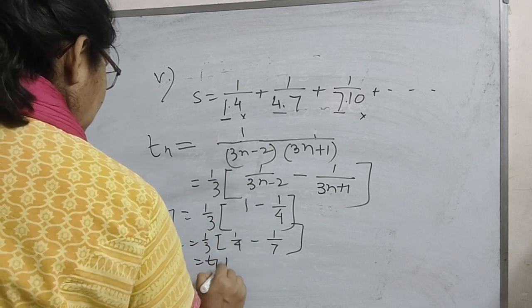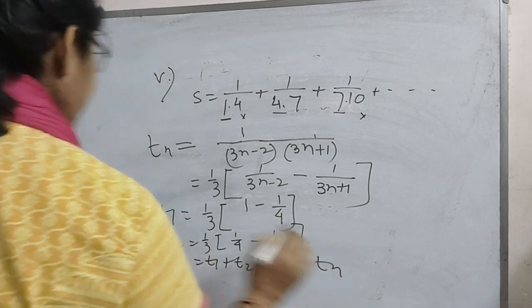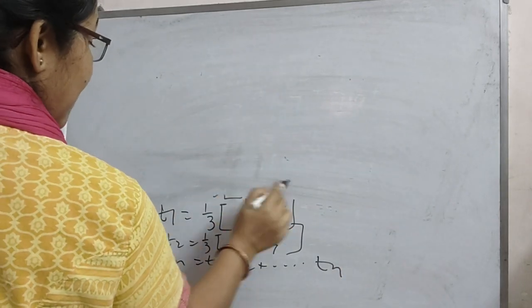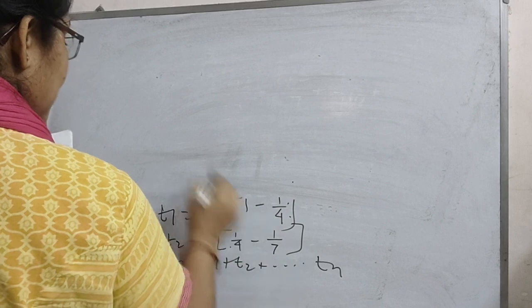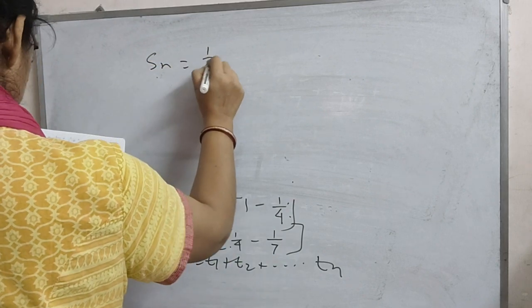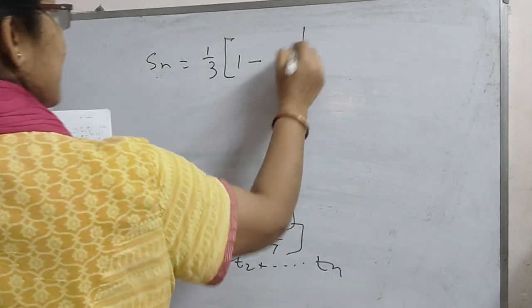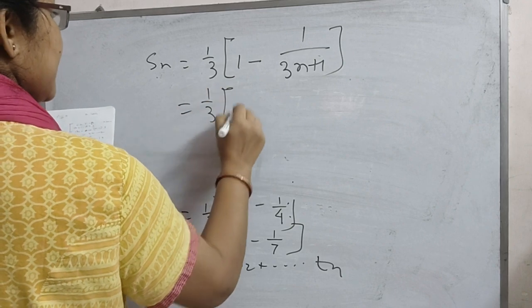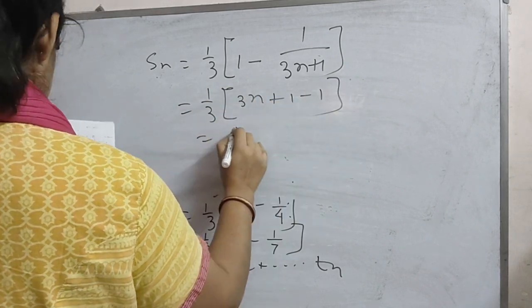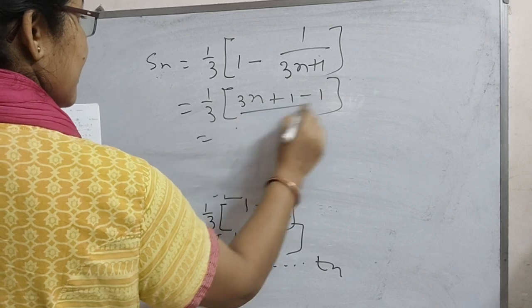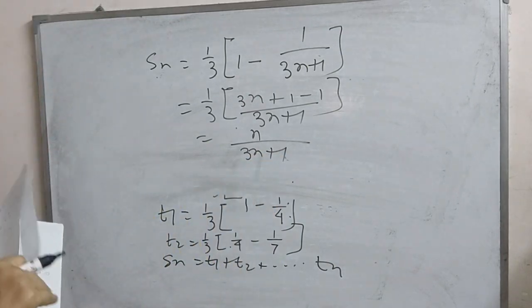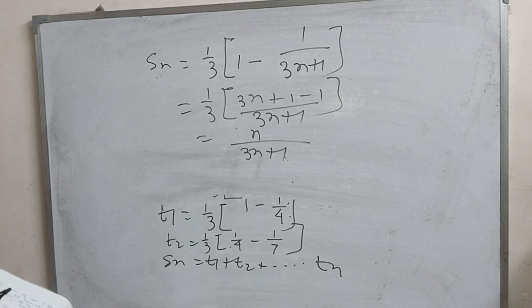So Sn equal to T1 plus T2 plus up to Tn. So I will write second term, first term cancel out. So Sn equal to, I will get 1 minus last term, that is 1 by 3n plus 1. So this equal to 1 by 3, 3n plus 1 minus 1, that is 3n plus 1. So n by 3n plus 1, this is Sn. Right.